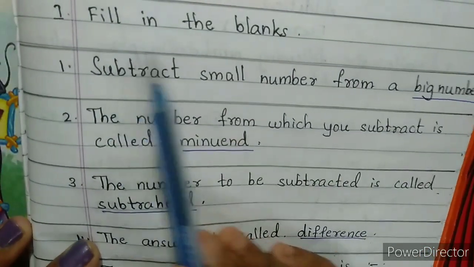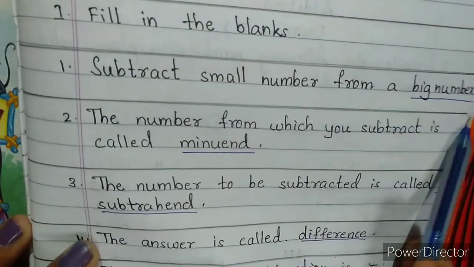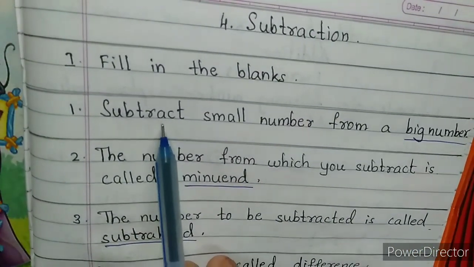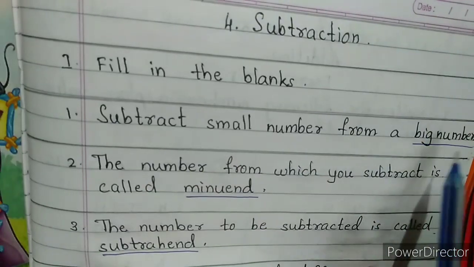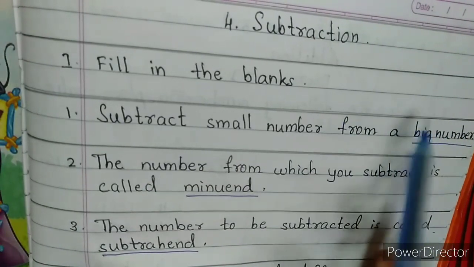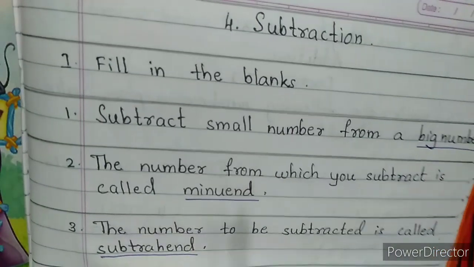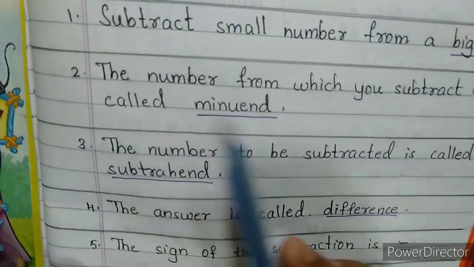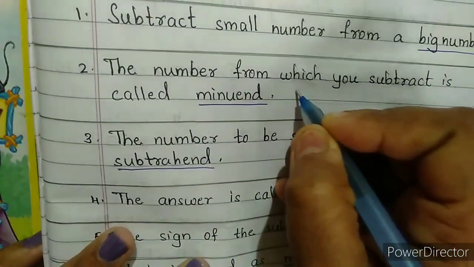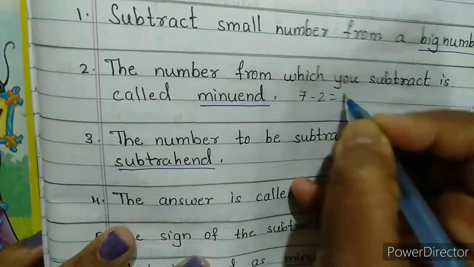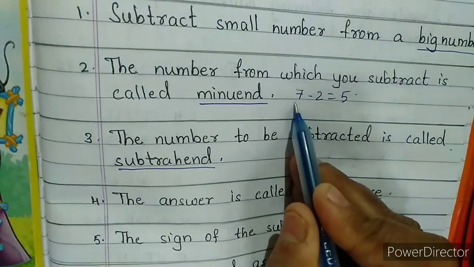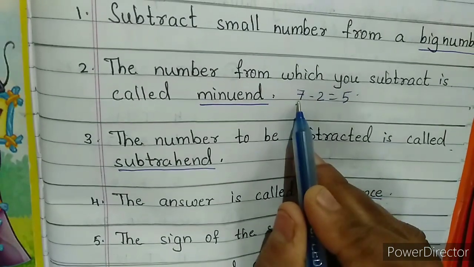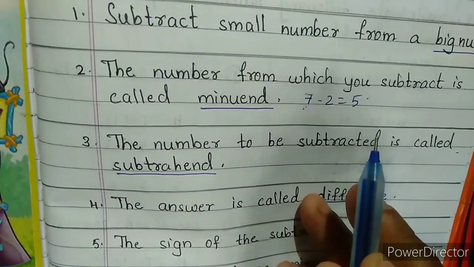Yes, subtract a small number from a big number. Whenever you subtract, you have to cut the small number from the big number. Now, the number from which you subtract is called the minuend. For example, children, 7 minus 2 equals 5. So this is called the minuend, the number from which we subtract.